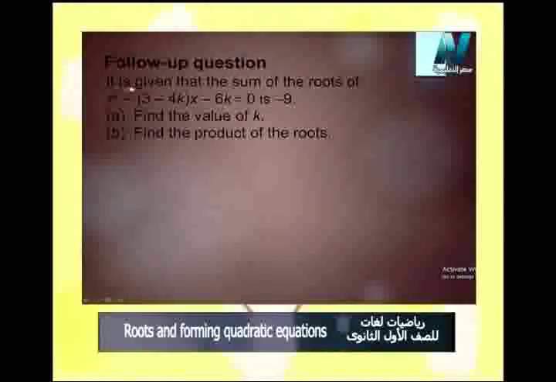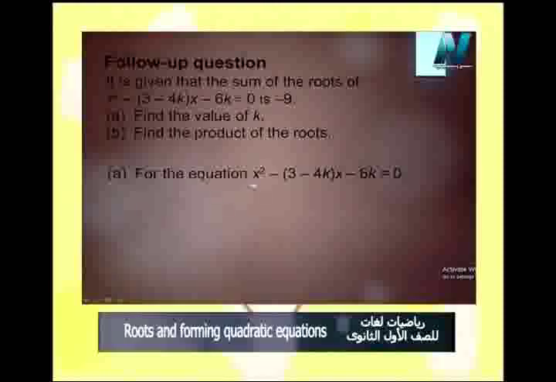The question here: it is given that the sum of the two roots of x power 2 minus the bracket 3 minus 4k multiplied by x minus 6k equals 0 is negative 9. So alpha plus beta, or L plus M, the sum here equals negative 9. The requirement is first to find the value of k, and second to find the product of the two roots. So look carefully to the answer.